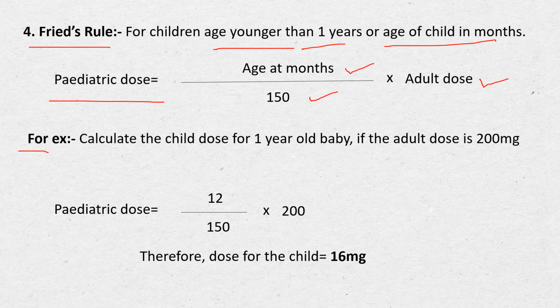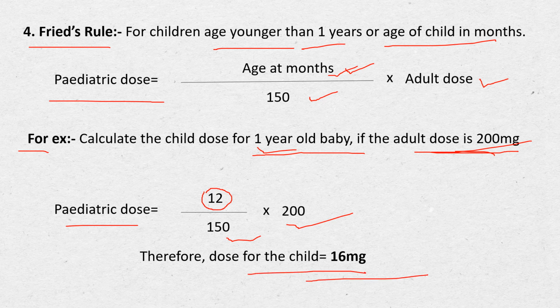Calculate the child dose for a 1-year-old baby if the adult dose is 200 mg. So here they have told us the age in months. So while calculating, we'll see that 12 months is equal to 1 year. So here they have given that 1-year-old baby. So therefore we have taken 12 in months upon 150 into adult dose. So here it is given that adult dose is 200 mg. So here we'll take 200 mg and therefore the dose for the child will be 16 mg.